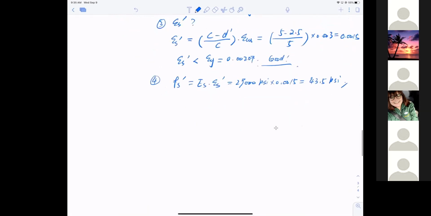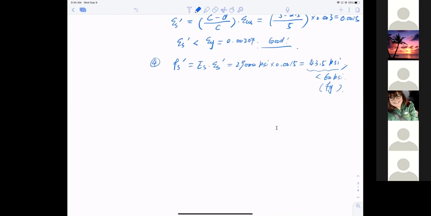43.5 KSI, so that's the compressive stress. You can double check, right? This is actually smaller than 60 KSI, which is Fy. So it's okay. Double check is okay.